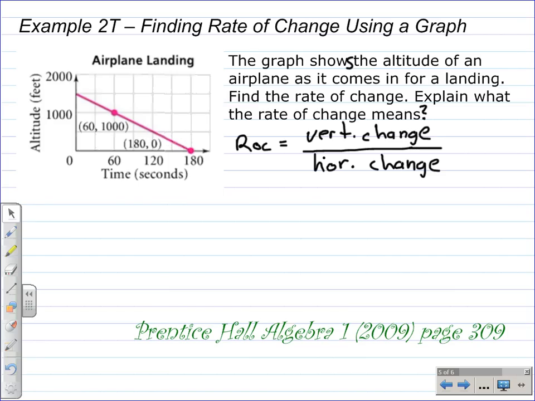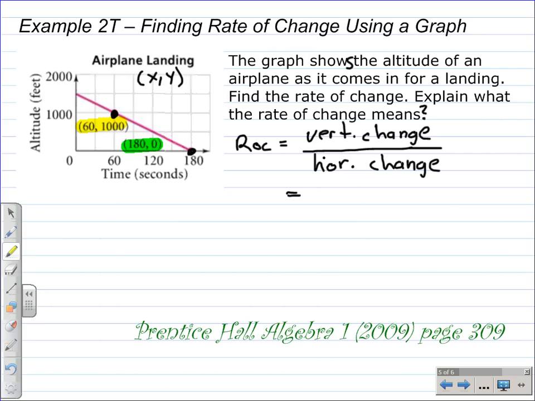So in this case, we have to read and interpret the graph. We have 2 points chosen for us here and here. And this point is given by this ordered pair, 60, 1000. And this point right here is given by the ordered pair 180, 0. Now the vertical change is represented by the y values here. Remember, when you have an ordered pair it is x, y.